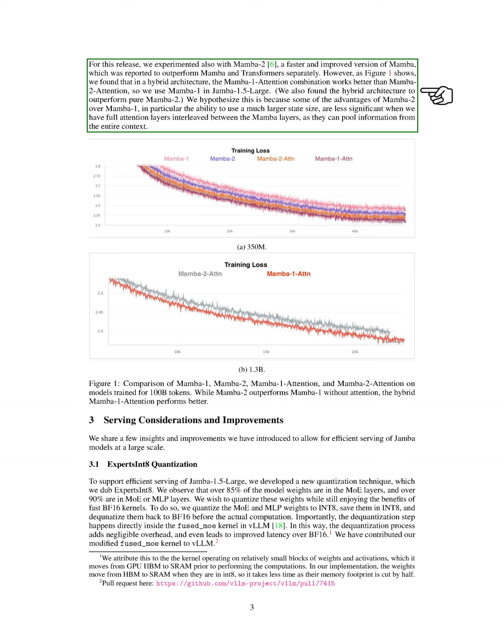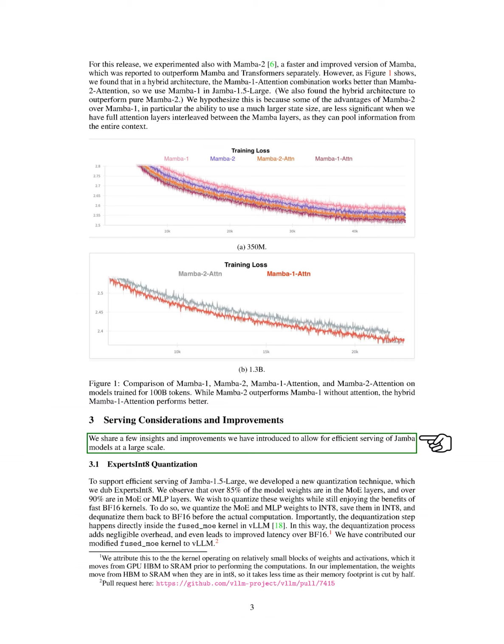Additionally, we explored Mamba 2, a faster version of Mamba, but found that the combination of Mamba 1 and attention layers performed better in our hybrid architecture. We believe this is due to the full attention layers effectively pooling information from the entire context, making the advantages of Mamba 2 less impactful.